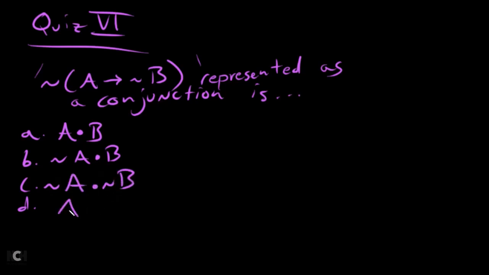All right, we've got these options. Okay, so the statement squiggle A, arrow, squiggle B, represented as a conjunction, so as an and statement. Which one of these would it be? Now, I don't want this to be guesswork. If you can do Quiz 6, it's all questions like this.